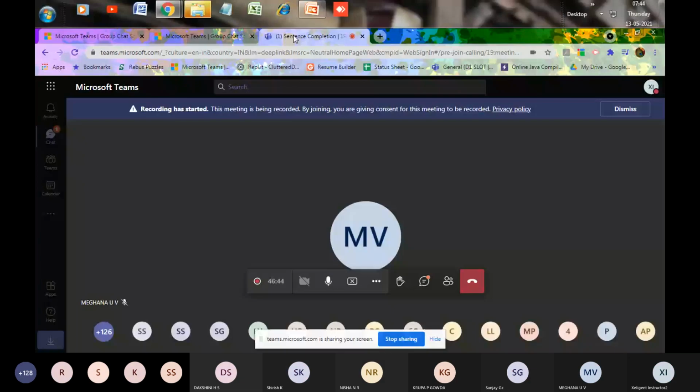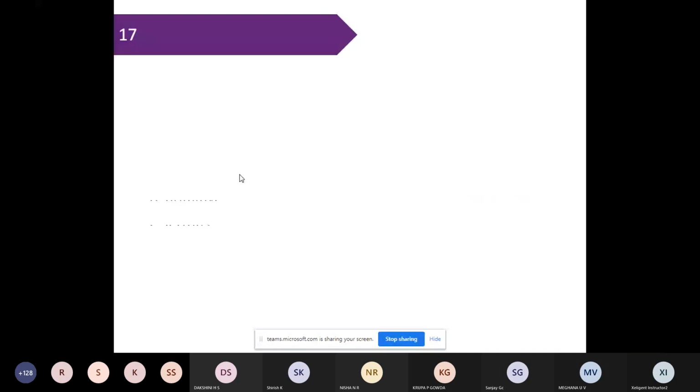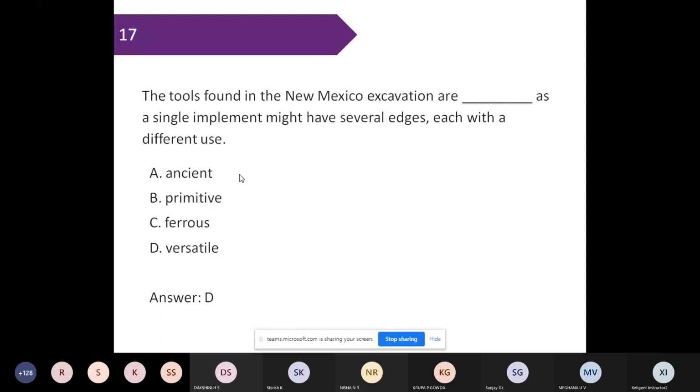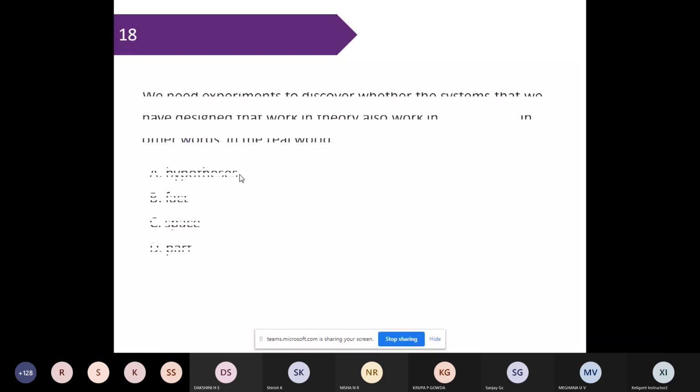So we will continue, and versatile is the correct answer because one tool itself is used for different purposes. So versatile is the correct answer. It is for various purposes. Question number 18.